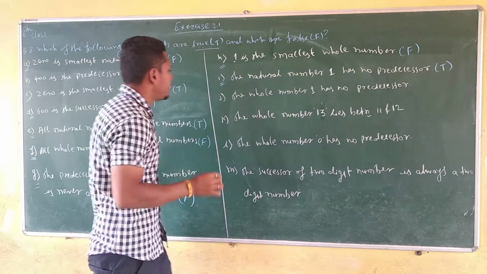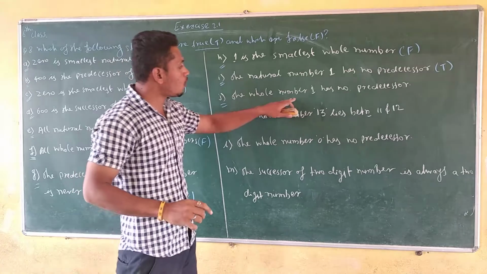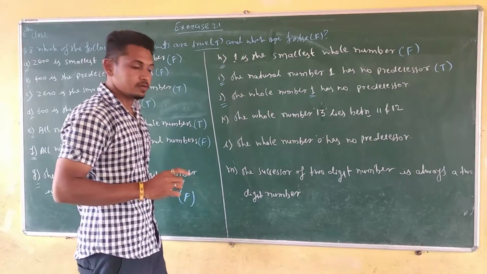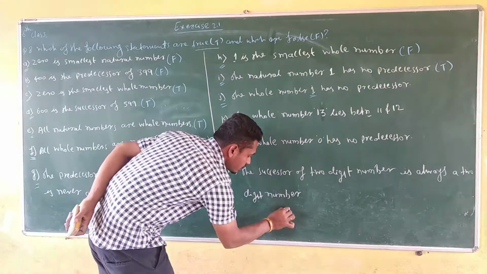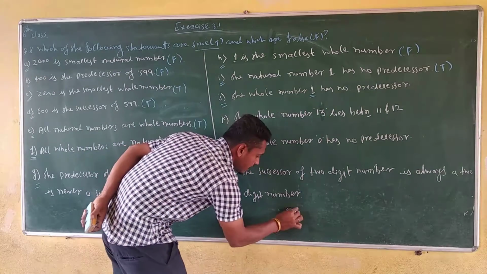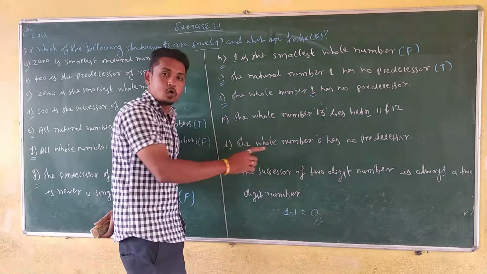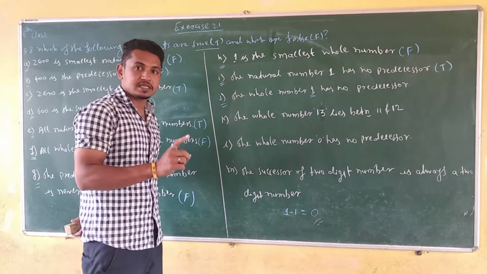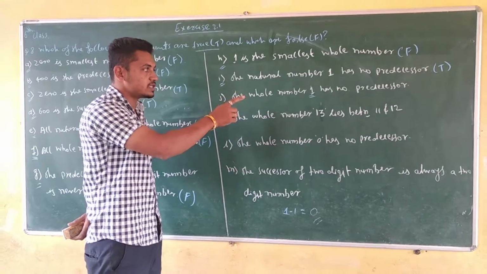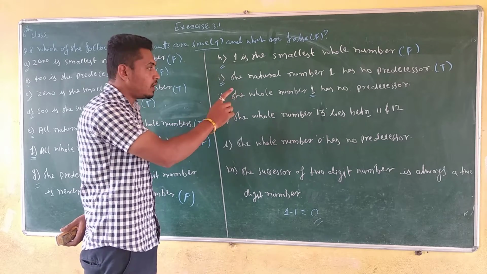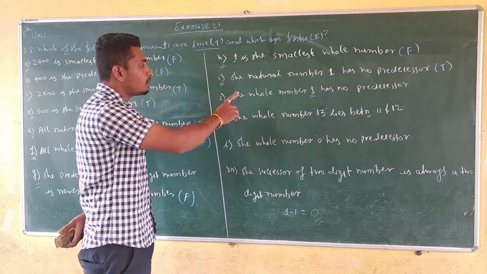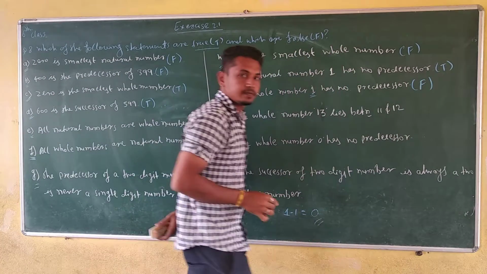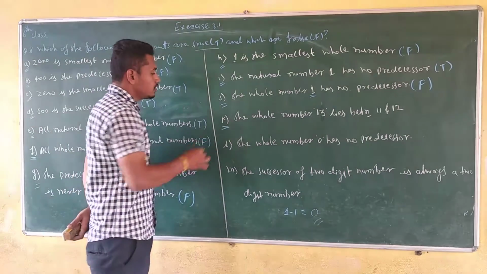Next, see here, the next statement. The whole number 1 has no predecessor. See here, the predecessor of 1 is 1 minus 1, which is equal to 0. 0 is a whole number. Is it right? So 0 is the predecessor of whole number 1. But the statement says the whole number 1 has no predecessor. This means this statement is false.